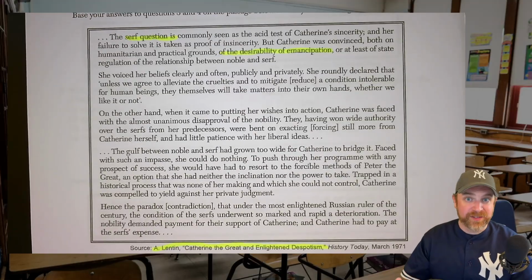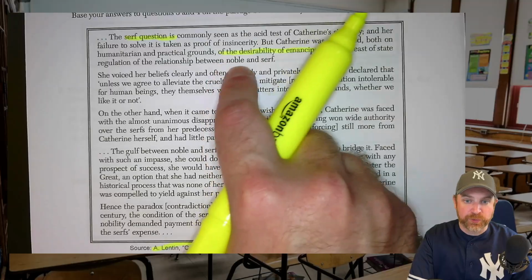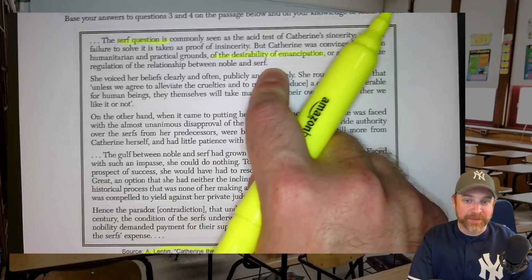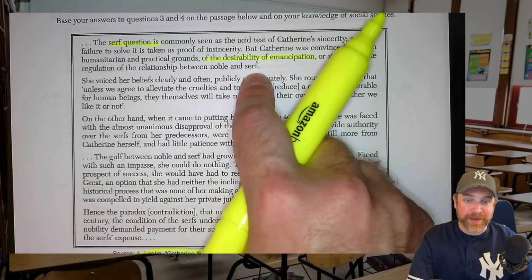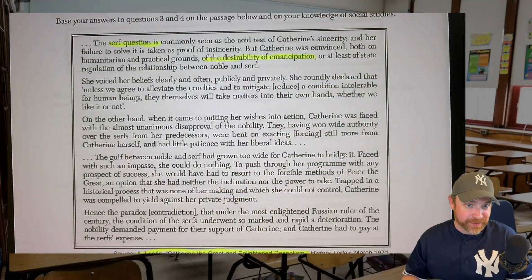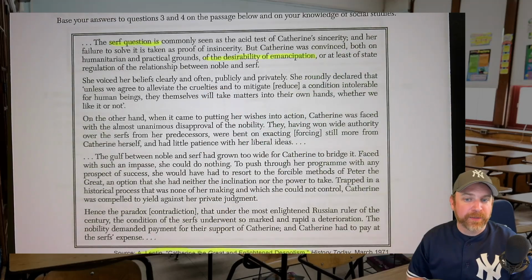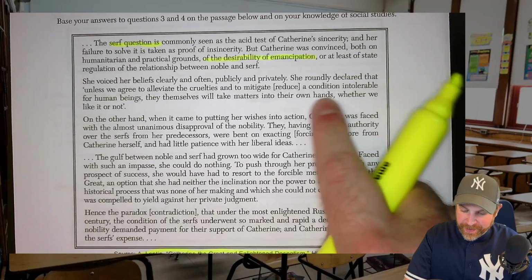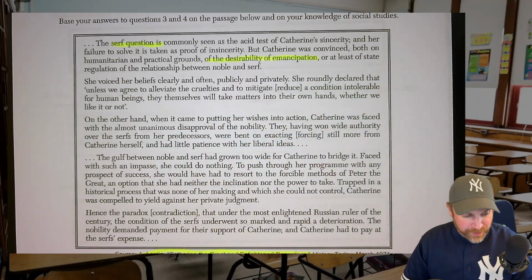So she wants to emancipate the serfs, or at least regulate the relationship between noble and serf, right? So maybe put some rules in place that make sure that the nobles cannot treat the serfs with disrespect, I guess, right? She voiced her beliefs clearly and often, publicly and privately. She roundly declared that unless we agree to alleviate the cruelties and to mitigate a condition intolerable for human beings, they themselves will take matters into their own hands, whether we like it or not.